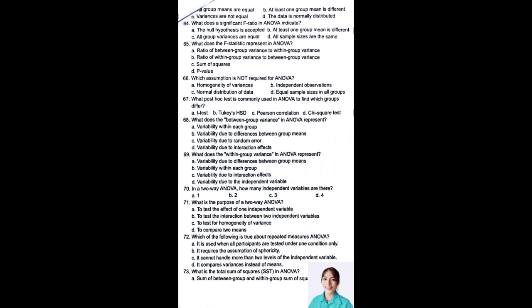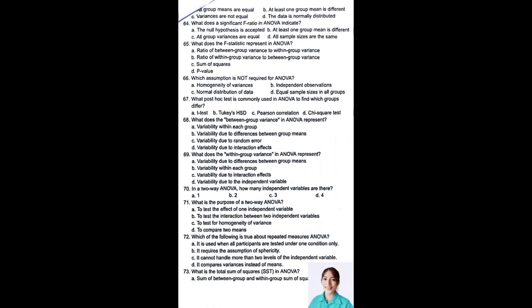Number 68 is what does the between group variance in ANOVA represent? It represents the variability due to differences between group means. So that's in option B. Next is number 69. What does the within group variance in ANOVA represent? It represents the variability within each group. So that's in option B.